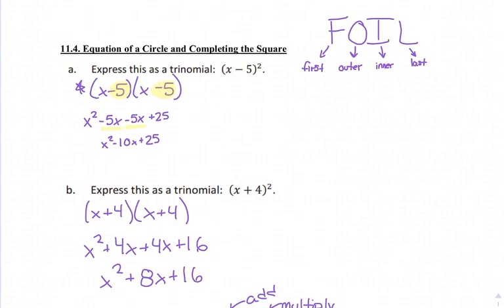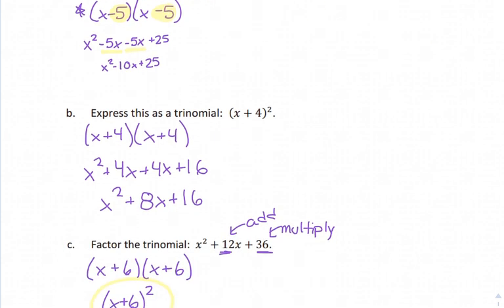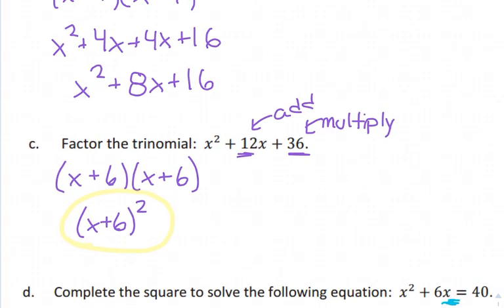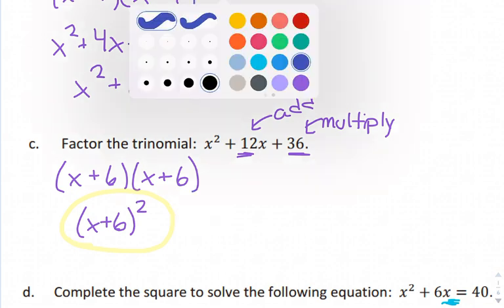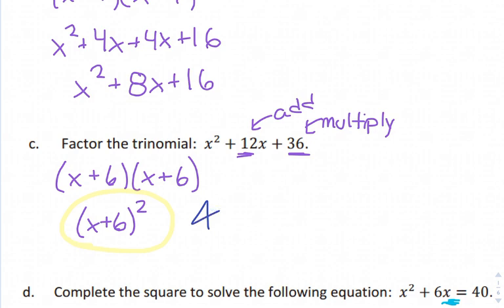For A, you should get x squared minus 10x plus 25 after you combine like terms. For B, you should get x squared plus 8x plus 16, and then when you factor, it would have factored into x plus 6 times x plus 6, and we can rewrite that as x plus 6 squared. This step is important just because we're going to need to rewrite this as this today.